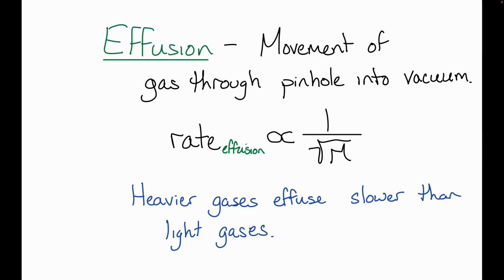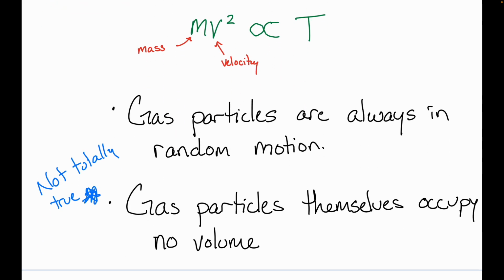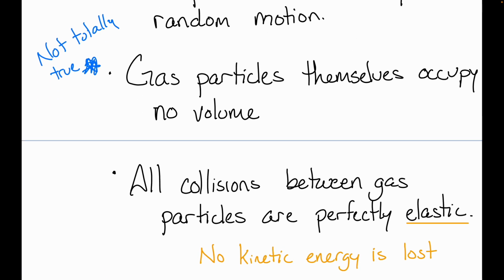Cool. All right, so these are theories that come out of our kinetic molecular theory that we can test experimentally, and indeed this turns out to be correct. Again, this kinetic molecular theory is just based on these four assumptions, two of which we didn't really have a problem with. Kinetic energy proportional to temperature, great. Gas particles always in random motion, great. But then two of them were a little bit iffy: the idea that gas molecules themselves occupy no volume and that those collisions are perfectly elastic.